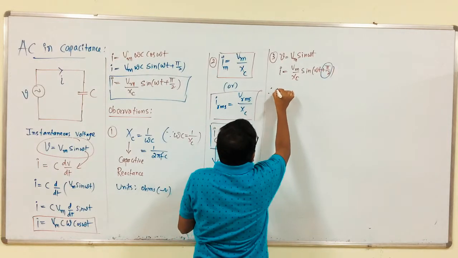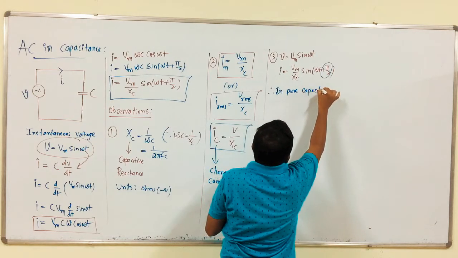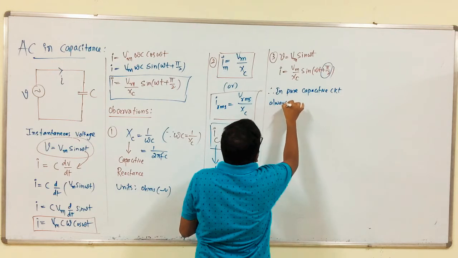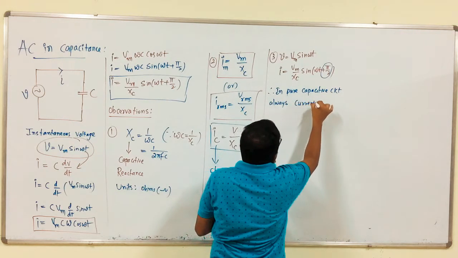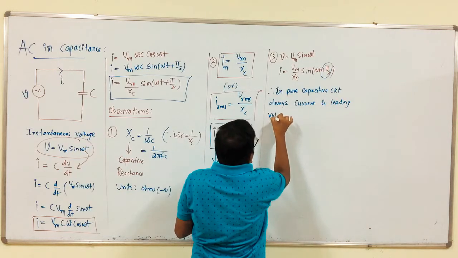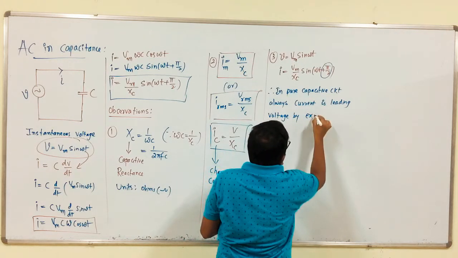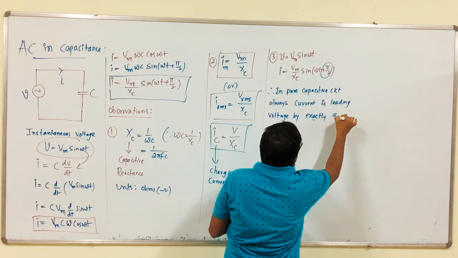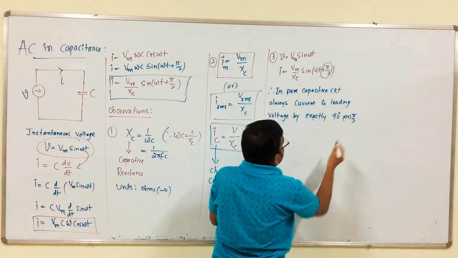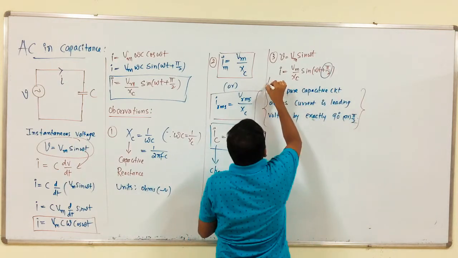That is, in a pure capacitive circuit, current is always leading voltage by exactly 90 degrees, or pi by 2. This is a very important statement, and it is very appropriate in the case of a capacitor.